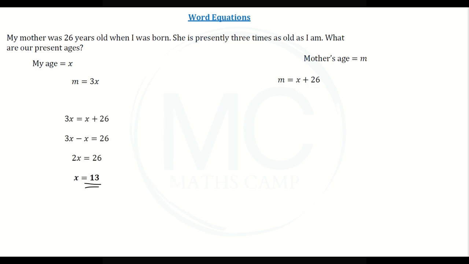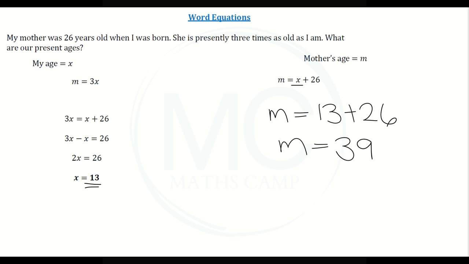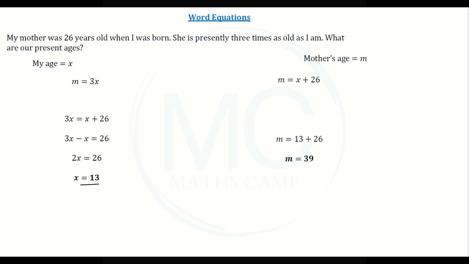Now that I have my age, let's find my mother's age. So we can say m is equal to x, which is 13, so I'm going to say 13 plus 26, which means that my mother's age is 39. And we have now solved for x and for m. Let's look at some examples that are a little bit more intricate.